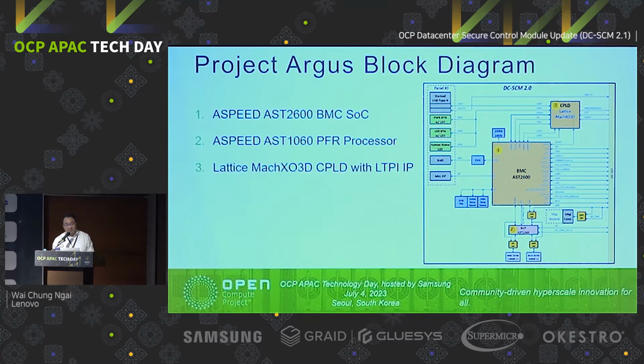And this is a block diagram. It's a little bit detailed, but at the heart of the module is an AST2600 BMC SoC. It's loaded with OpenBMC firmware and also provides a rich set of common features necessary for remote server management. And then Project Argus also used the AST1060 as a hardware root of trust. And this is a very important security component, providing secure firmware authentication, firmware recovery, and firmware update capabilities.